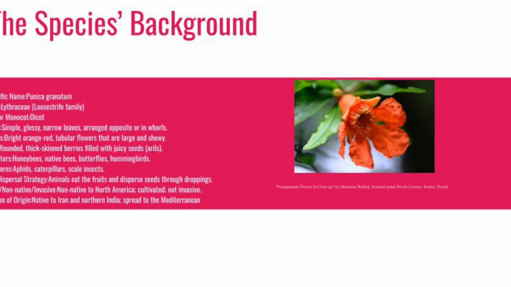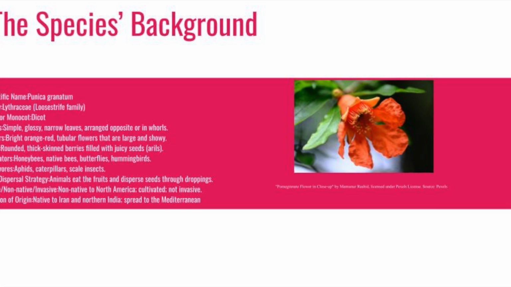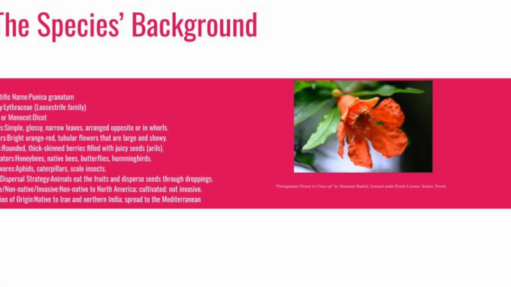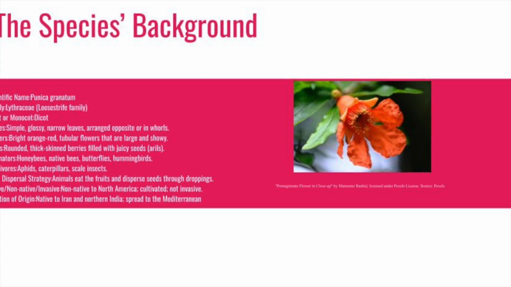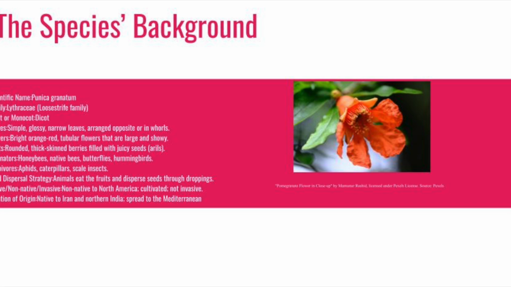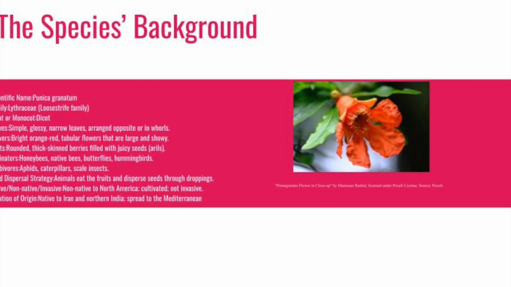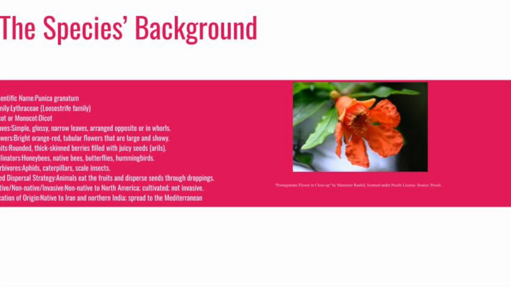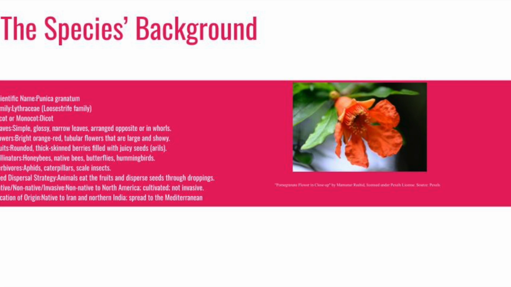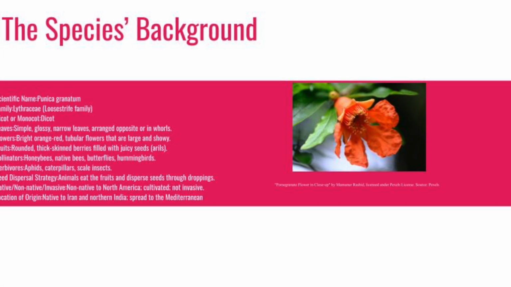So some more background on the pomegranate tree. The scientific name is Punica granatum, belonging to the family Lythraceae. It's a dicot plant, which can be expected as it's tall, a tree. Its leaves are simple, glossy, narrow leaves that are arranged in opposite or in whorls. The flowers are bright orange-red tubular flowers that are large, very showy, attracting a lot of attention. Their fruits are rounded, thick-skinned berries filled with juicy seeds that are very delicious to humans, animals, plants alike.